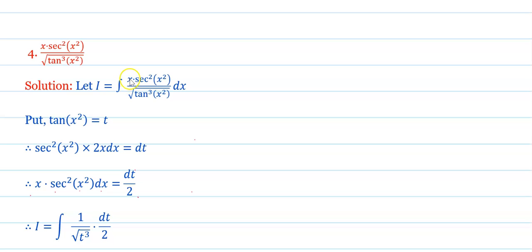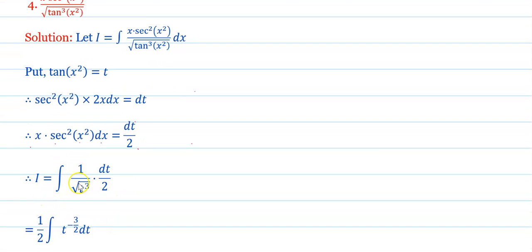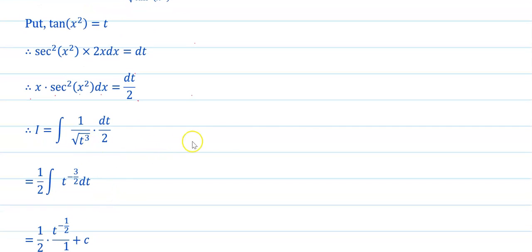Okay, now we have the values. आपल्याला या values मिळाल्या. याची पूर्ण x into sec square x square into dx त्याची value किती मिळाली? dt upon 2, and here is root of tan raised to 3, sorry, root of t cube. Therefore this integral I is equal to integral 1 upon root of t raised to 3 into dt upon 2. आता as an integral, it's very easy. That is 1 upon root of t cube. Means what? 1 upon t raised to 3 by 2.